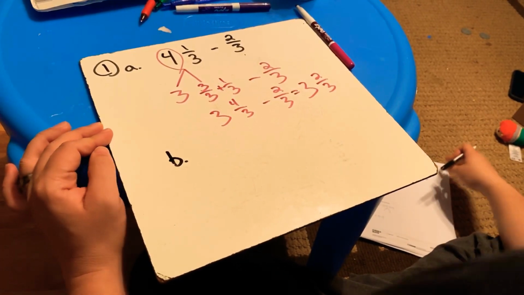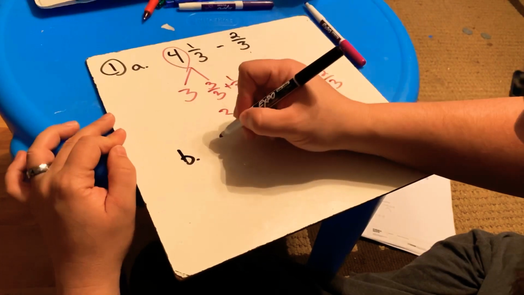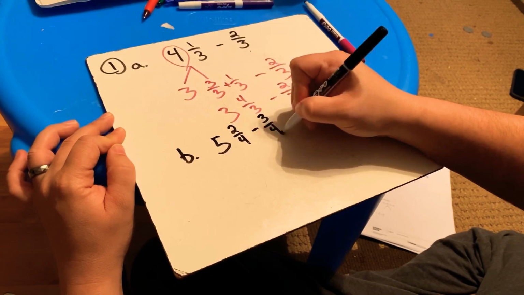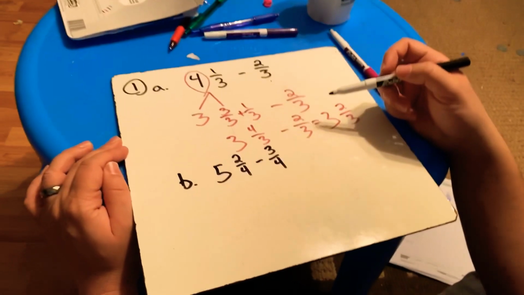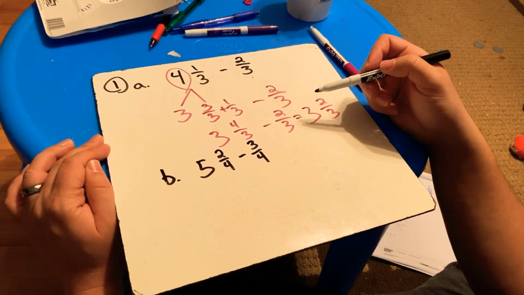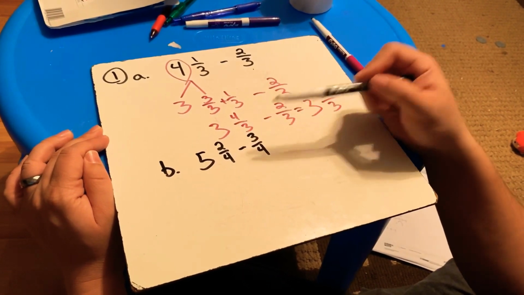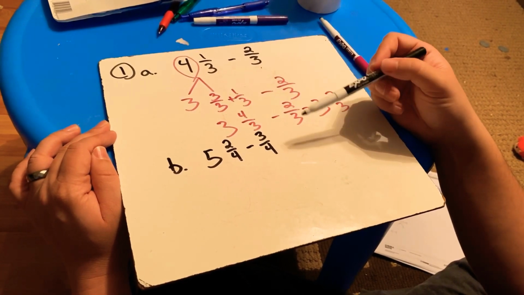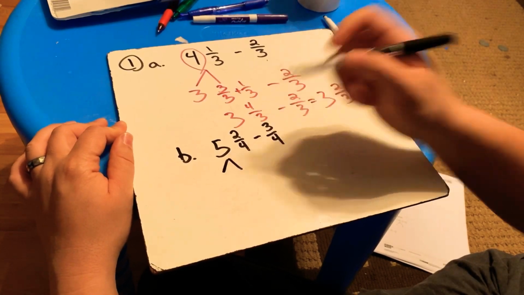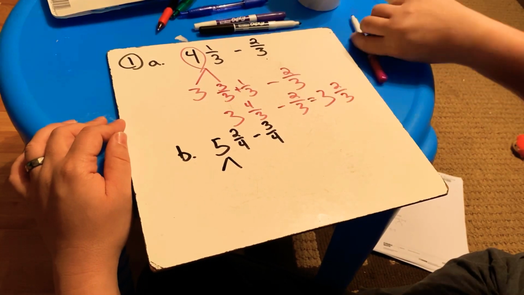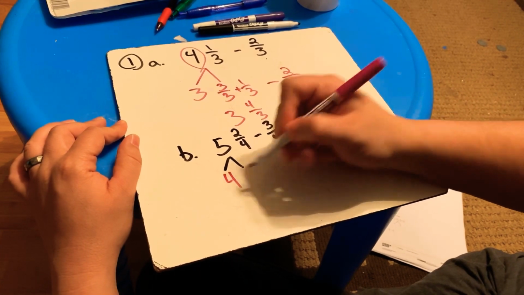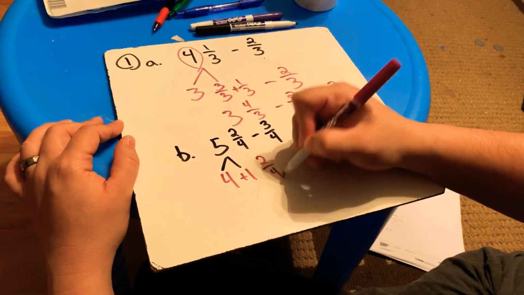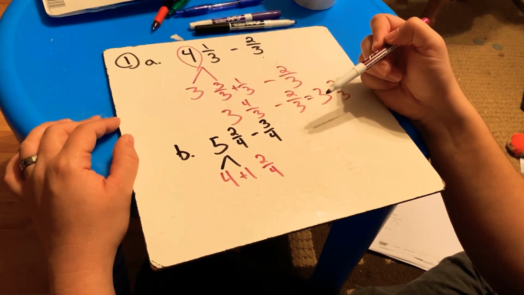B says 5 and 2/4 minus 3/4. The first thing I need to do when I'm subtracting mixed numbers is subtract my whole numbers. I have a whole number here, but I don't over here. But I do know that this fraction is larger than that fraction. So let's break down that 5. 5 is the same thing as 4 plus 1. I've still got my 2/4 here. And how many fourths are in 1 whole?